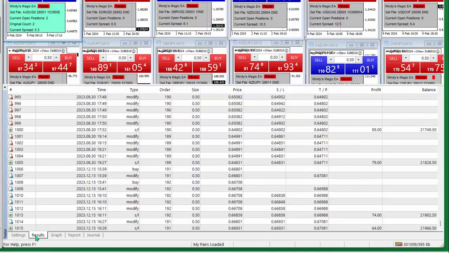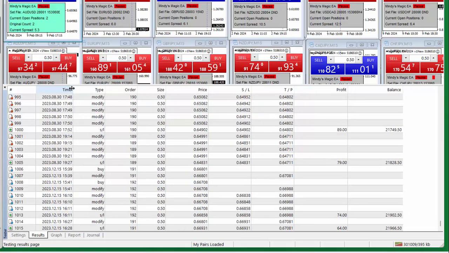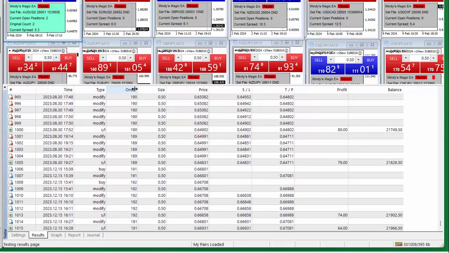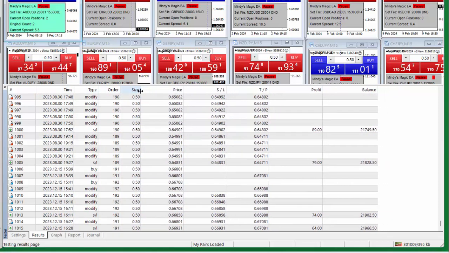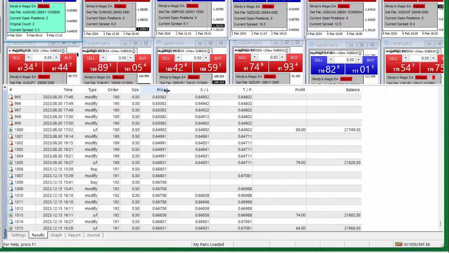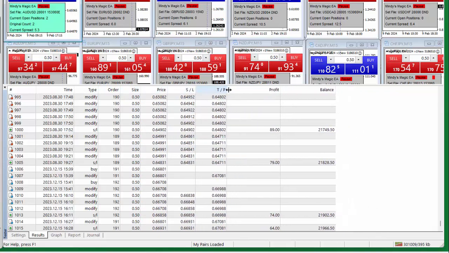When we go to the results, what I'm going to do to make this easier to see is bring in these columns so that they're closer together so that I can see them better, because when they're all strung out across the page like that, it's very hard for me to see them. But like I said, these trades are in chronological order.